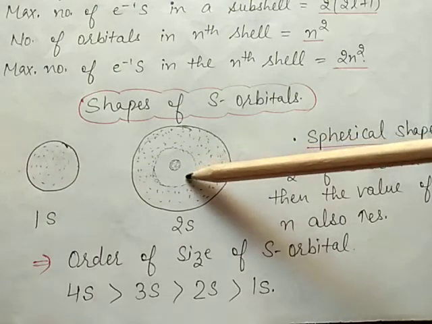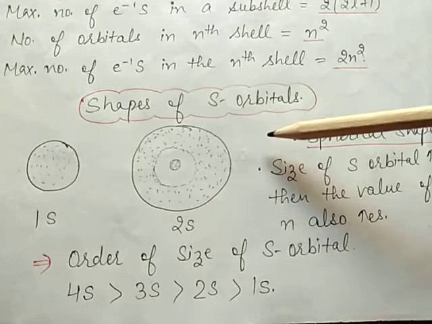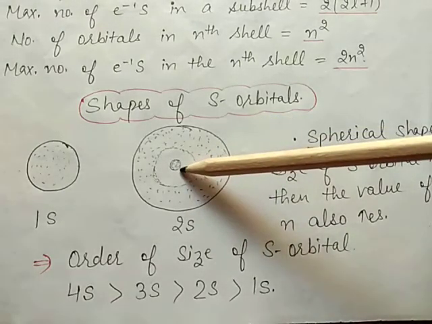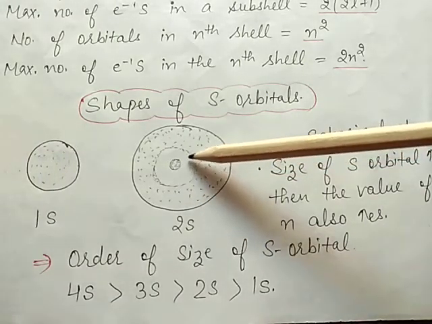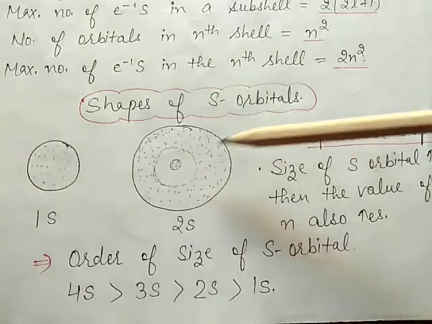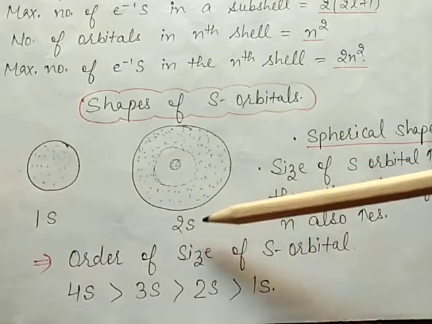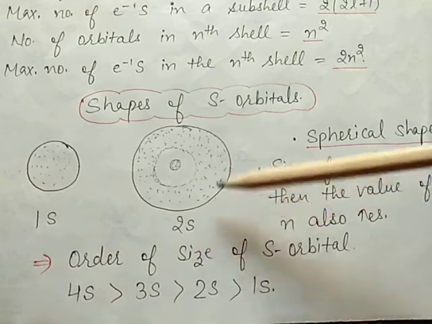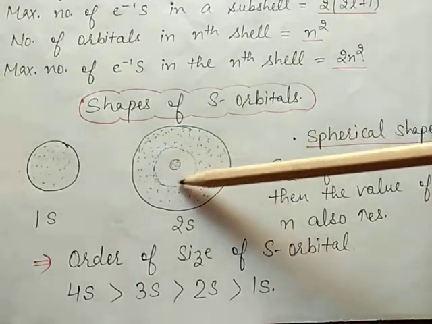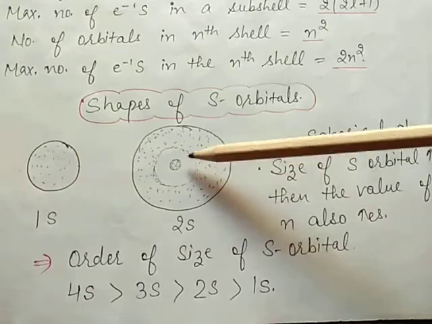which can be calculated by the formula n minus l minus 1. N is the principal quantum number, l is the azimuthal quantum number. So for 2s, n is 2. For s orbital l value is 0. 2 minus 0 minus 1 is equal to 1. Means here one node is present where the probability of finding electrons is 0.